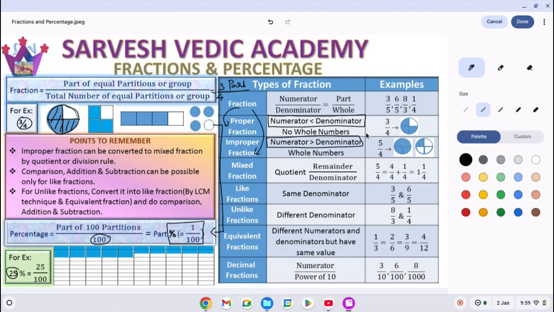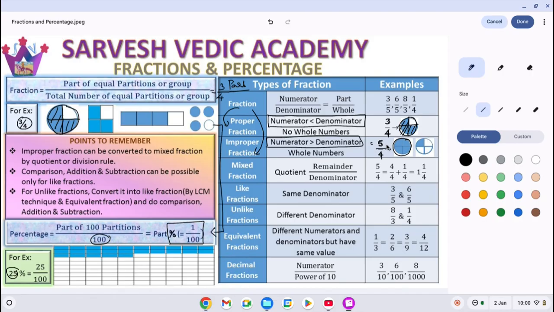See here, I can explain it with an example. Out of 4 equal parts, if you want to shade 3 equal parts, we can represent it in a single figure, because out of 4 equal parts we are shading 3 equal parts, so numerator is less than denominator. But how can we represent an improper fraction? Here the numerator is greater than the denominator. So how can you represent it in a single figure? We are not able to represent it in a single figure.